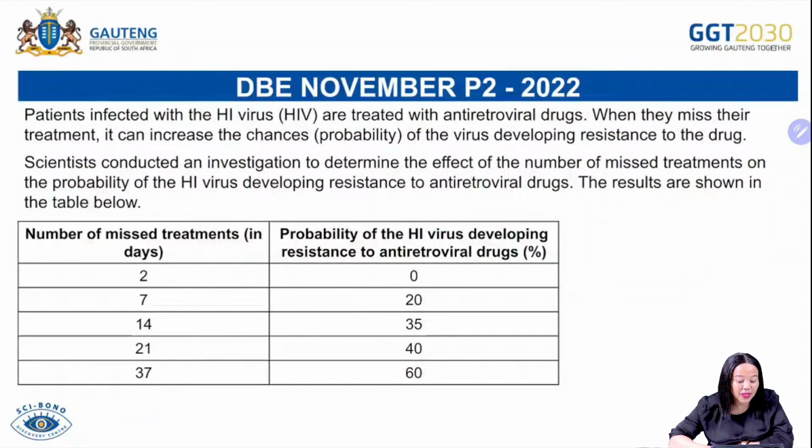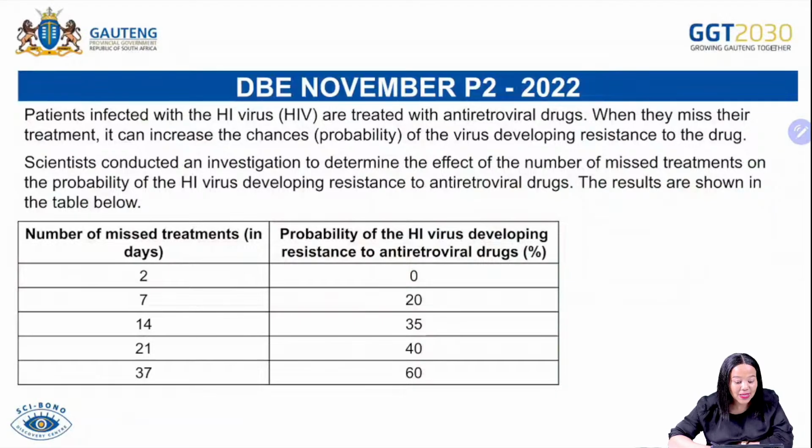Patients infected with the HIV virus are treated with antiretroviral drugs. That is the drug that is used to treat the HIV virus. When they miss their treatment, it can increase the probability of the virus developing resistance to the drug.